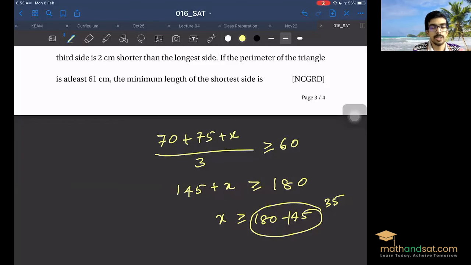This is a real life scenario. You would have often come across such situations where you have two scores of 70 and 75, and you are looking at an average of 60. You should get a 35 in the third exam to get an average of 60. But if you get more than 35, you get an average of more than 60. So that's the idea. Hope this is clear.